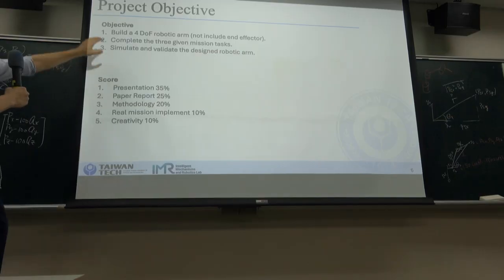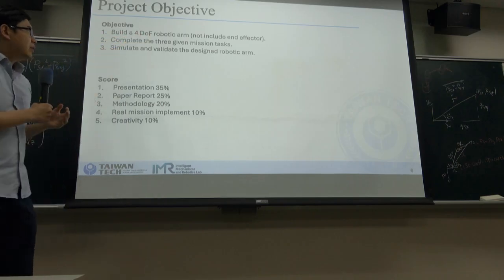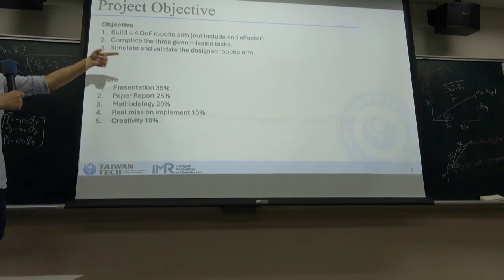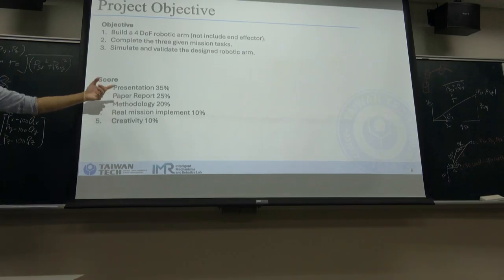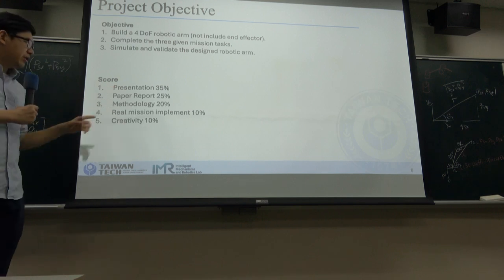The objective of this project is you need to build a 4 degree of freedom robotic arm and complete 3 given missions. You simulate and validate the design. It is really the same as what we have already done in all the practical work. And the score will be presentation 35%, paper report 25%, methodology 20%, and the real mission implementation is 10%.